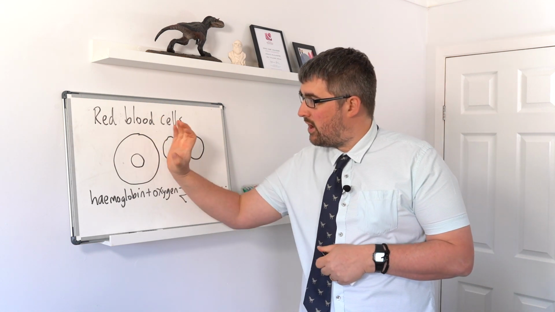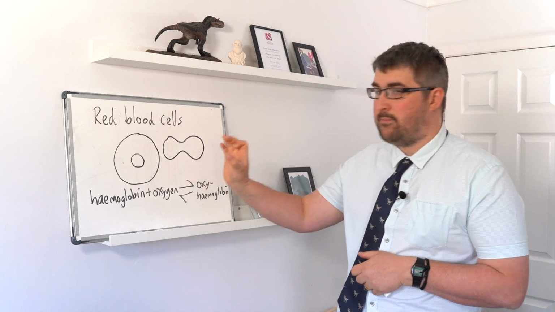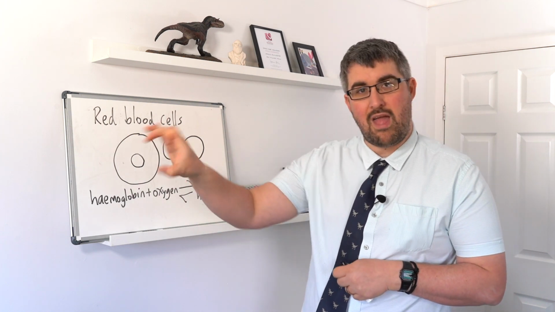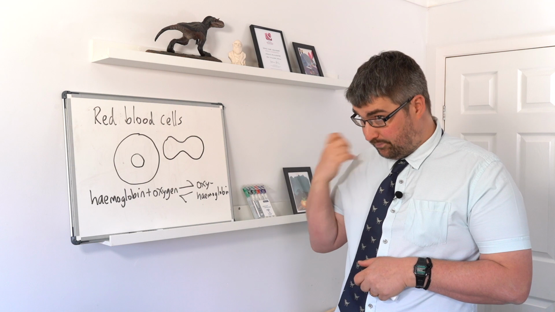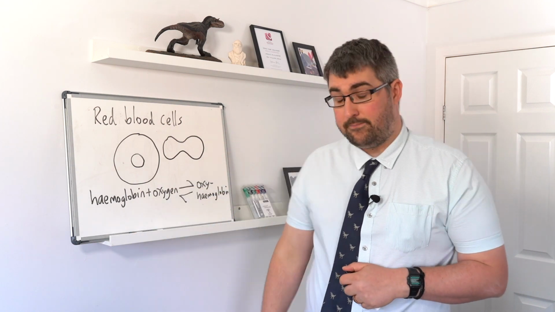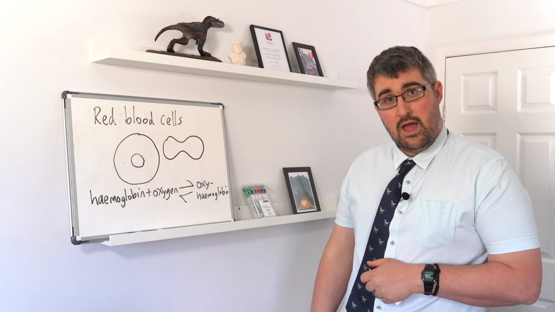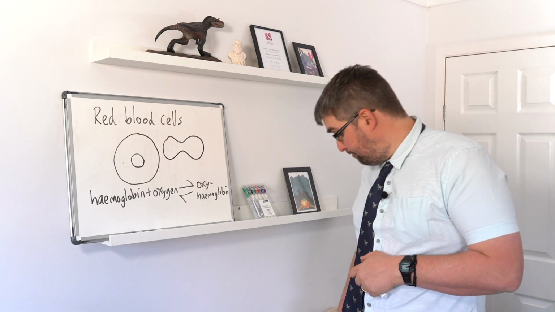The shape, that circular disc shape, is also very important. It enables the red blood cells to squeeze through the little narrow gaps in the capillaries, so they can quite happily pass through there. So that's a nice detailed look at our red blood cells, the erythrocytes.